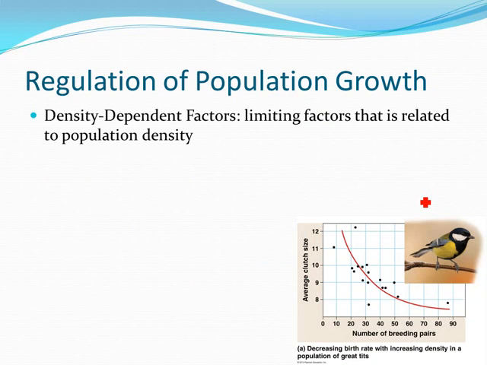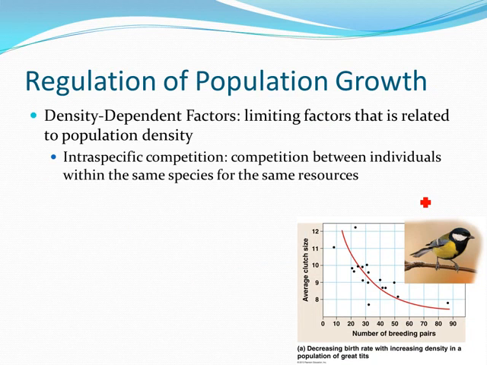There are some regulations that are part of the population growth. One of them is the density-dependent factor. And like the name implies, it's dependent on the amount of individuals in that particular population. So these are the limiting factors within that population density. One is intraspecific competition, when individuals compete within the same species for the same resources. There is a limit on the amount of food and nutrients available in a given area. So if you have a lot of these birds, and they're all eating the same type of food, the more birds you have, the more scarce the amount of food they can actually obtain.